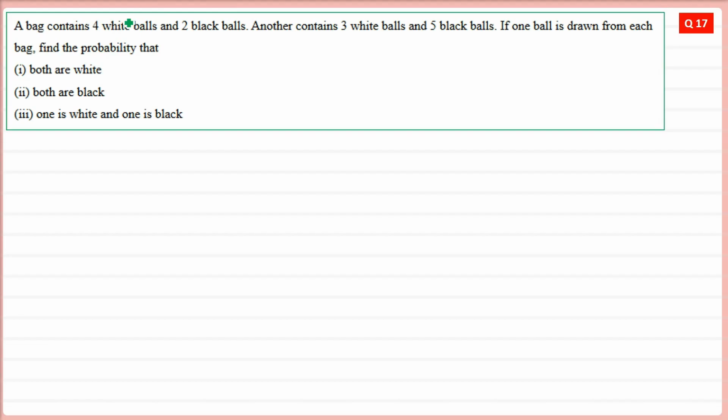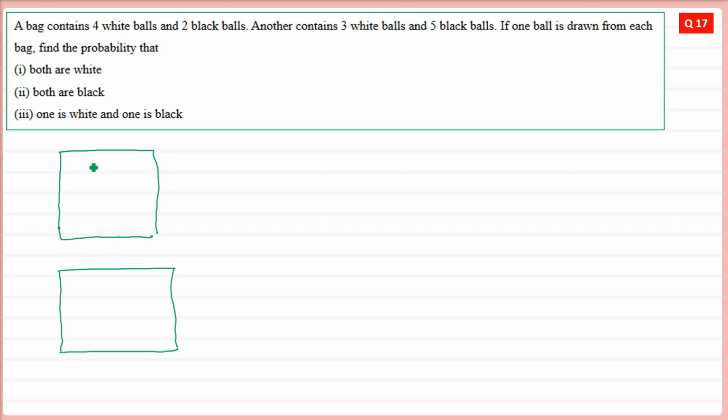A bag contains 4 white balls and 2 black balls. There is another bag with 3 white balls and 5 black balls. If one ball is drawn from each bag, find the probability that both are white, both are black, and one is white and one is black. So let's make the diagrams so that you can understand better. These are 2 different bags. The first bag has 4 white, the second bag has 3 whites. The first bag has 2 black balls, the second bag has 5 black balls.